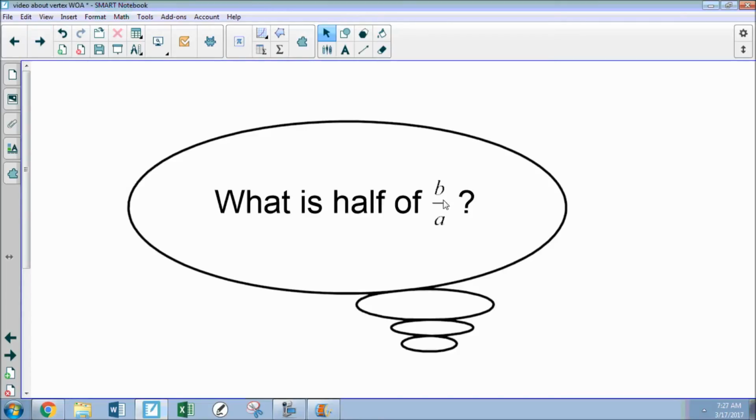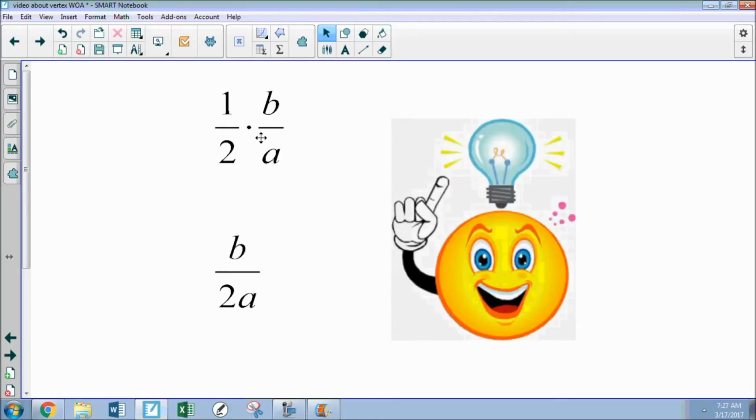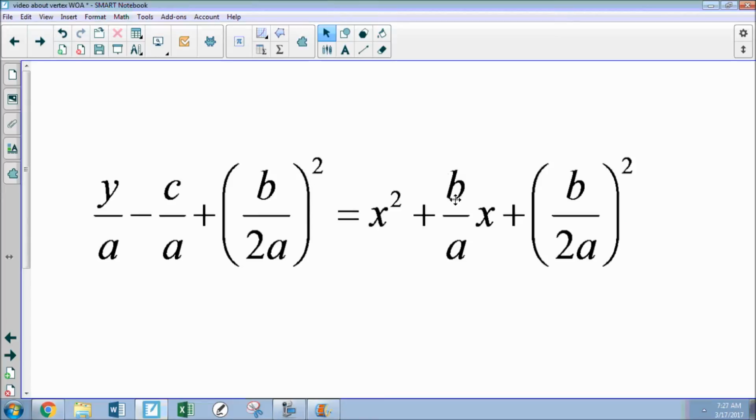Well, what in the world is half of b over a? Keep in mind, half of b over a is just multiplying 1/2 times b over a, or b over 2a. So now we know that half of this middle term is b over 2a. So what we'd have to fill in the blank with is this b over 2a squared. And of course, what we do to one side of the equation, we have to do to the other side of the equation. Therefore, we are adding b over 2a quantity squared, those parentheses are important, to both sides of our equation.